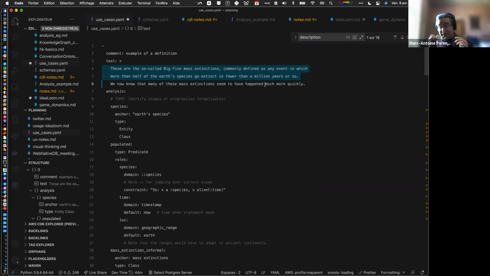But in this case, it's claimed to be exhaustive because we are defining mass extinction formally to have this and this and this defining predicates. And there's a claim that only those 5 specific mass extinctions, not just any 5, are the ones that fit that definition. And that is probably a claim.